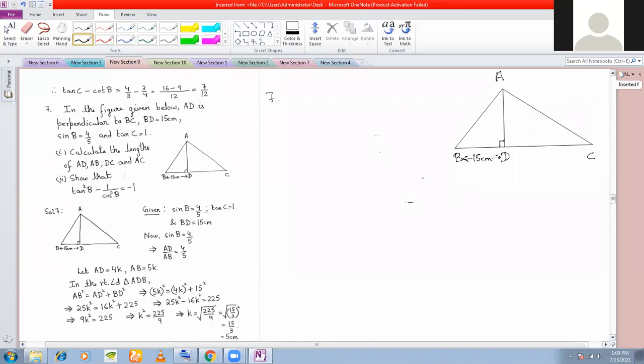This is the figure given. AD is perpendicular to BC. Fine, you can see in the figure, it's marked already. BD is equal to 15. That is also marked. Sine B is 4 by 5. So you cannot mark it in the figure, just write it. Given sine B is equal to 4 by 5. Okay, tan C is equal to 1. Also tan C is given. You need to calculate the lengths of AD, AB, DC and AC.